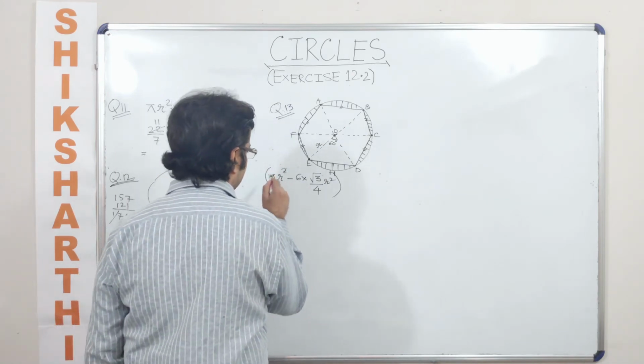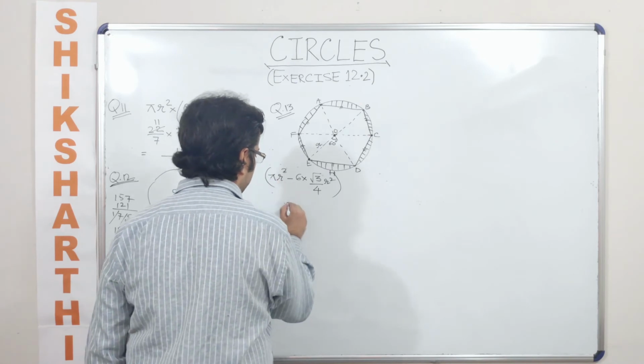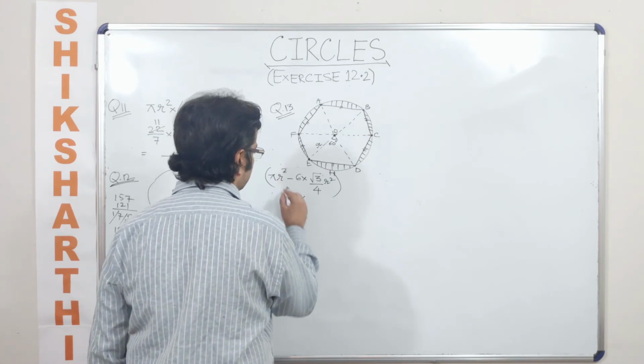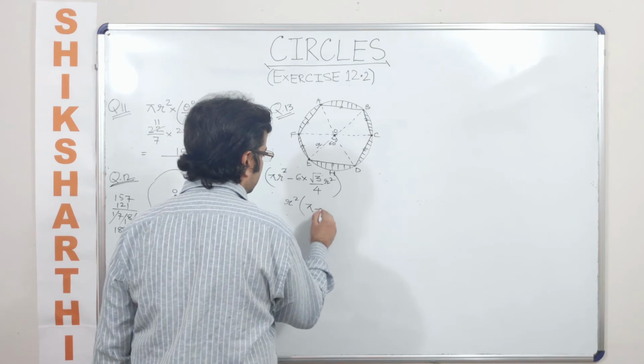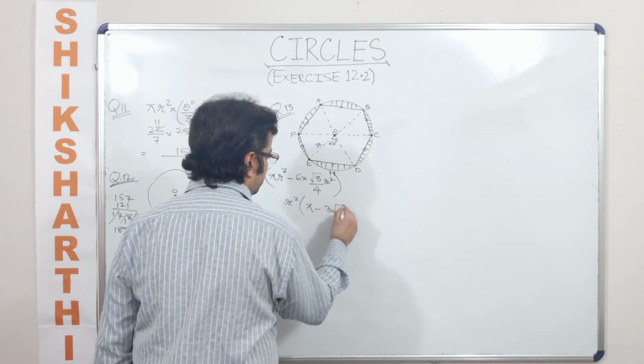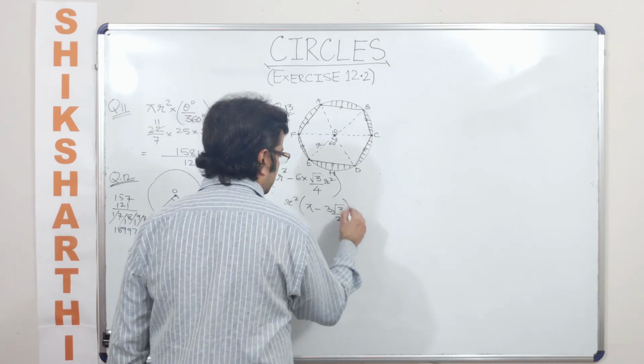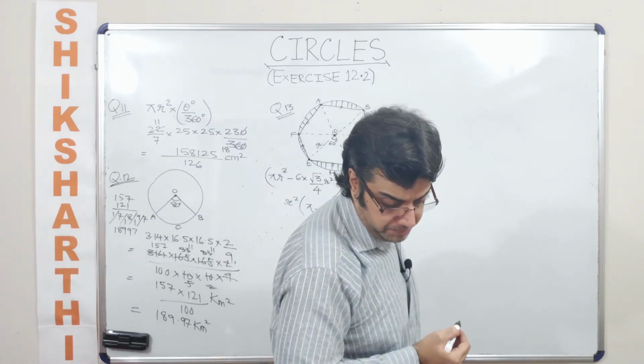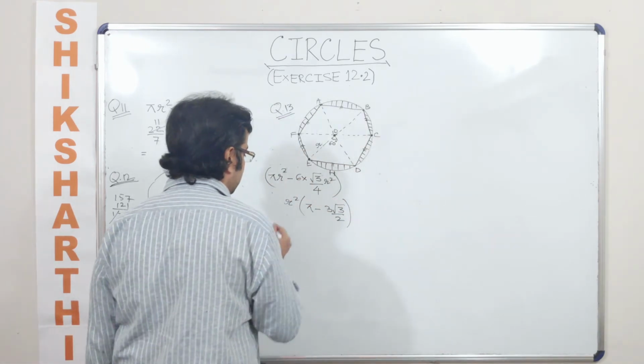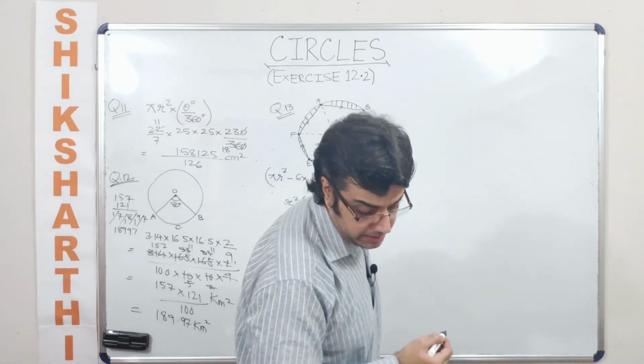But yes, since I discussed this method, let me stick to this method, which is, now if I take r square as common here, I am getting pi minus 3 root 3 by 2. Have they given you the value of pi here? Yes, they have given you the value of pi as 22 by 7. And what is the value of r here?